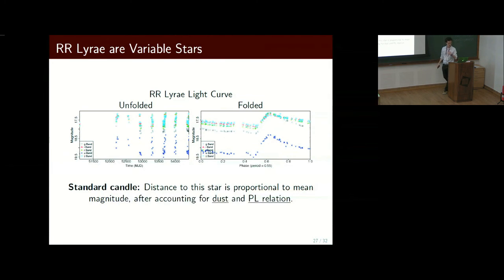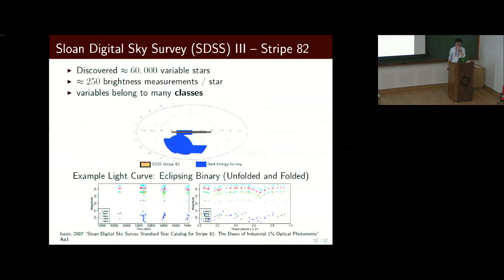So these aren't exactly standard candles. You have to account for things like dust and the PL relation. But once you have an object that you know is an RR Lyrae, you can estimate a distance to it. So I'm going to talk very briefly about one effort to use RR Lyrae as standard candles to map the Milky Way halo.